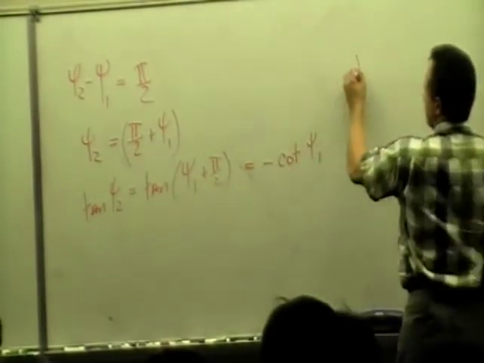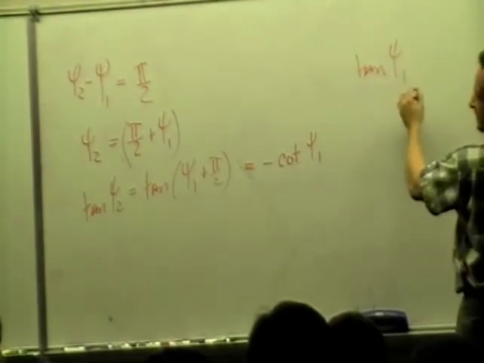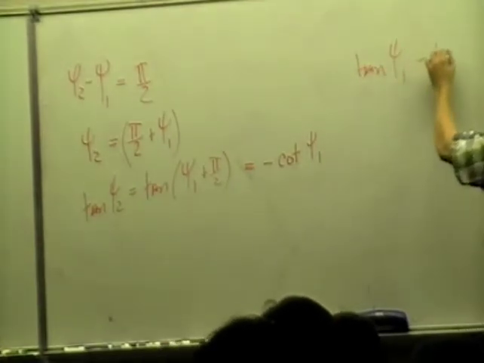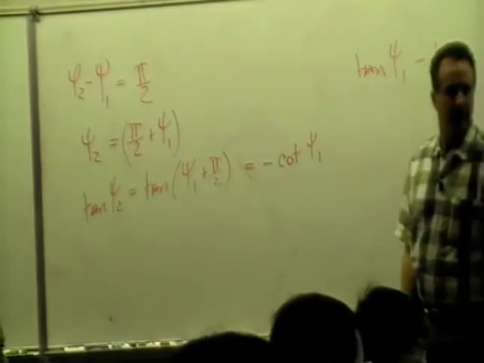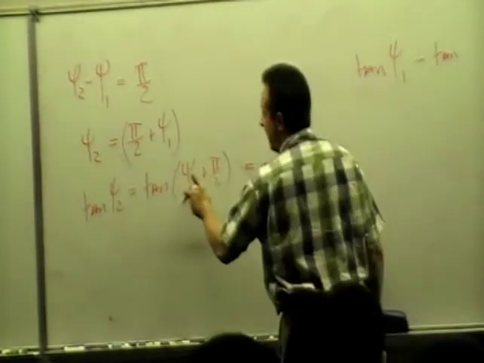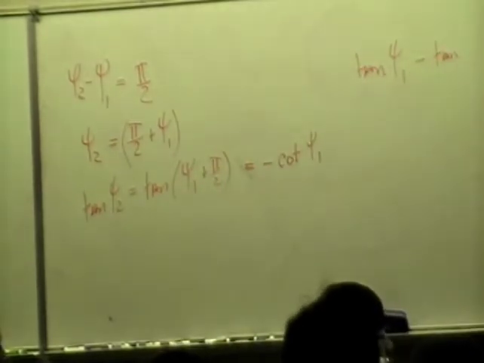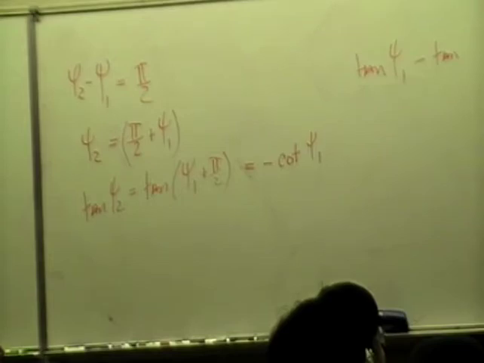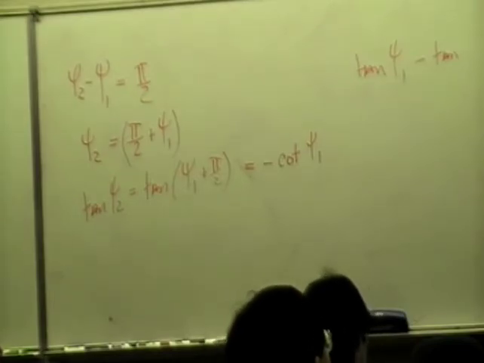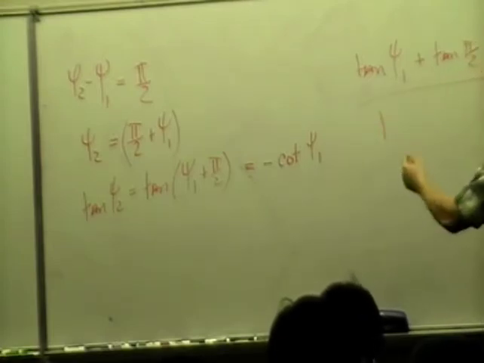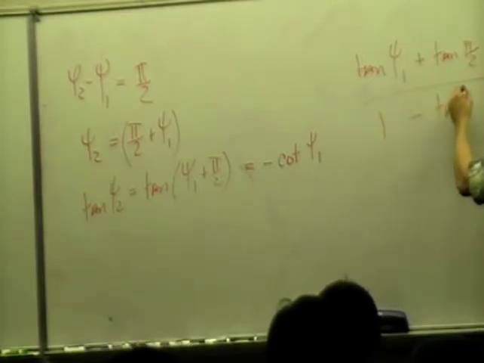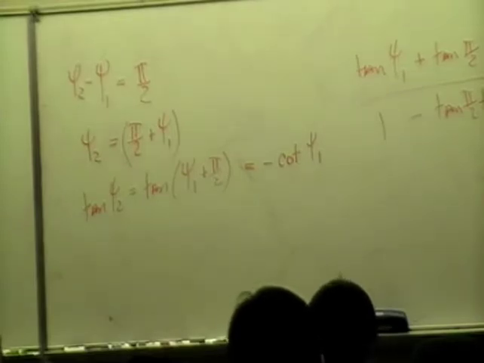Expand it, and I think it's the tangent of psi 1 minus, or is it plus? It's a minus. You got it there? It's a plus, yeah. This is tangent of a plus b. Tangent a minus b is minus over plus, yes. So it's the tangent of that plus the tangent of pi halves over 1 minus the tangent of pi halves times the tangent of psi 1. Is that correct? What's the tangent of pi halves?